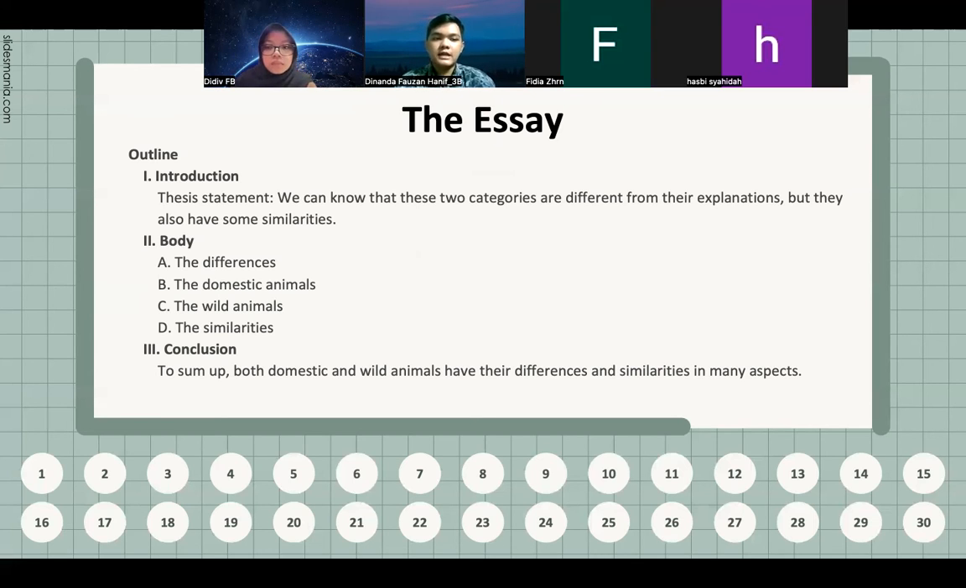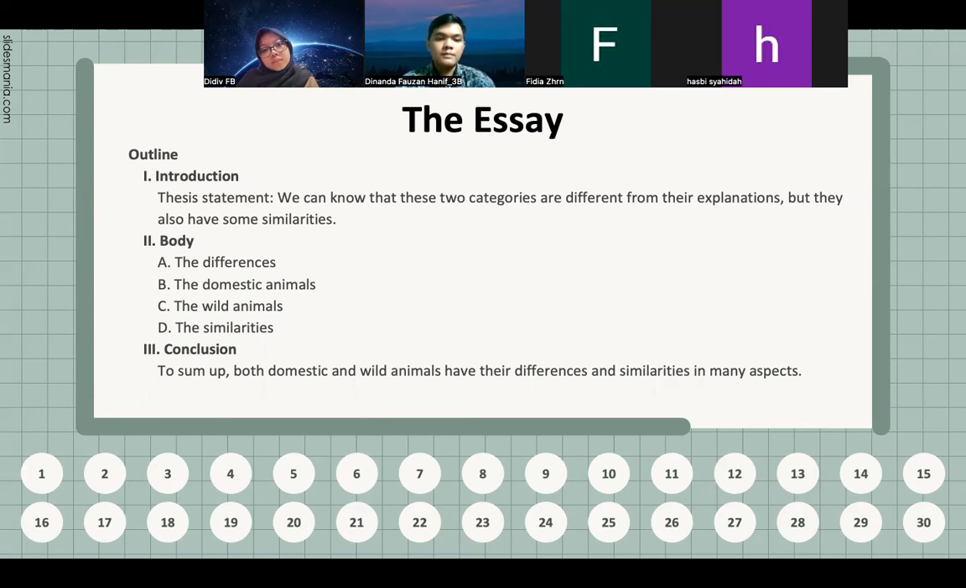So for the outline, the first one is the introduction, and the thesis statement is that we can know that these two categories are different in their explanation, but they also have some similarities. We are using the last sentence from the first paragraph as the thesis statement. For the body, we have four aspects that we explained. The first one is the differences. The second one is about the domestic animals, the wild animals, and the similarities. And the third one is the conclusion.